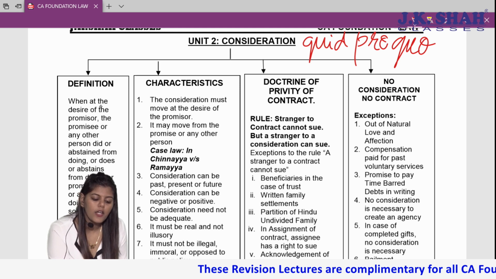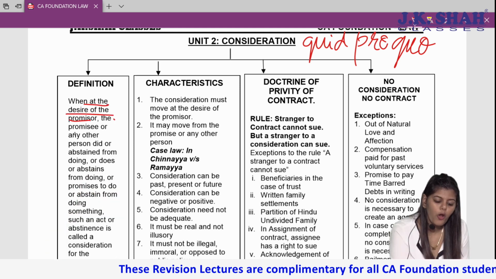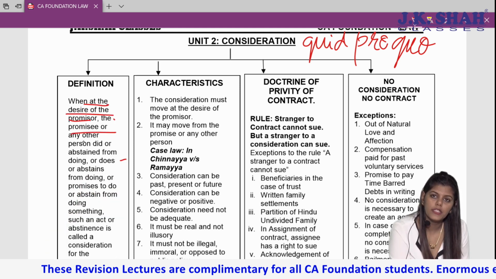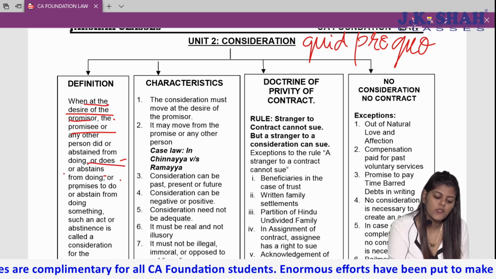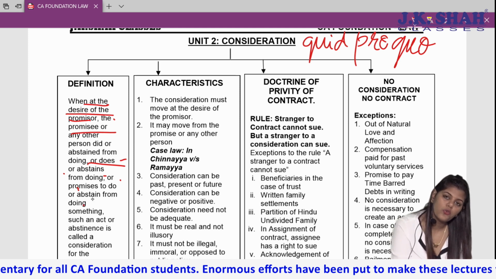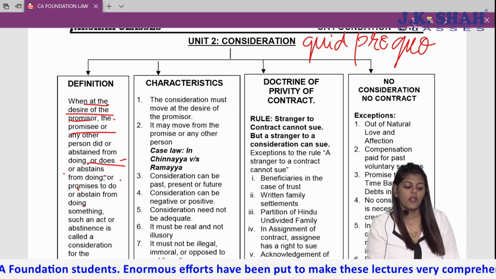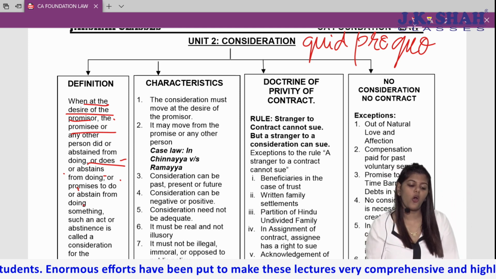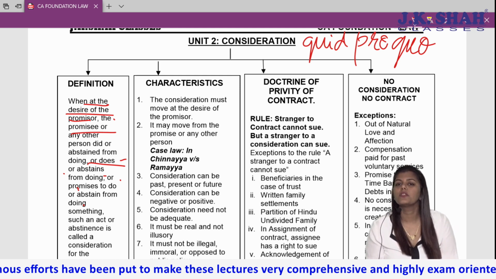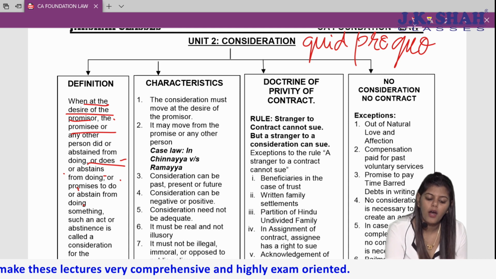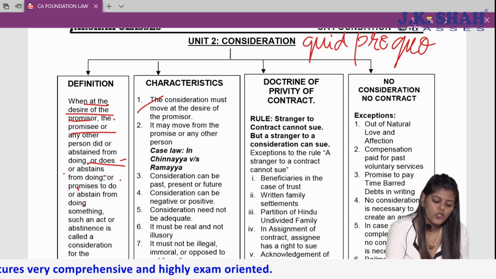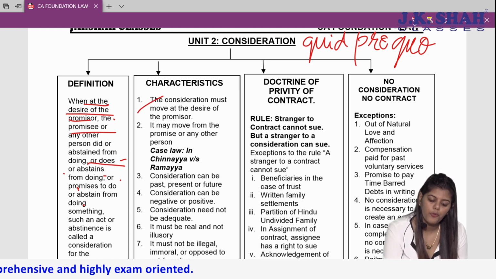When at the desire of the promisor, the promisee or any other person did or abstained from doing, or does or abstains from doing, or promises to do or abstain from doing something, such an act or abstinence is called consideration for the promise. As simple as that. And the 3 points which I told you to remember are our characteristics: it should be at the desire of the promisor, by the promisee or any other person, past, present, future.